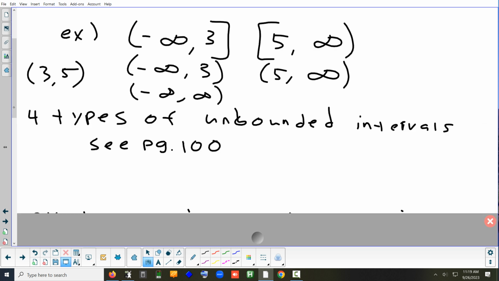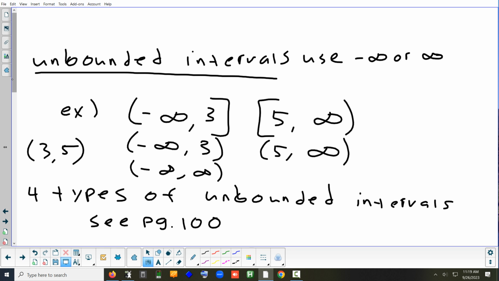And they also draw some pictures of these. So, say you wanted to draw a picture of this one. This would be a closed circle on 3, shaded left. That's more of a graphical way to represent it.